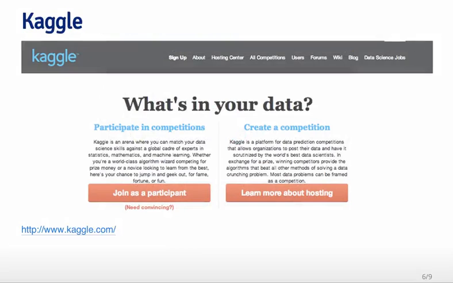Kaggle is another place that you can go to for data sets. Kaggle is a company that offers data science competitions, and they often have very interesting data sets that they make available as part of those competitions. So they're good for practice, but they're also good for potentially discovering new interesting things that can help companies solve real problems.